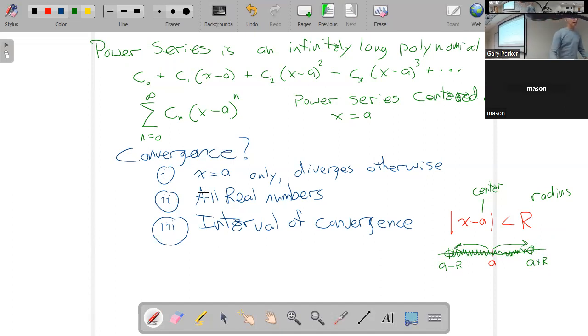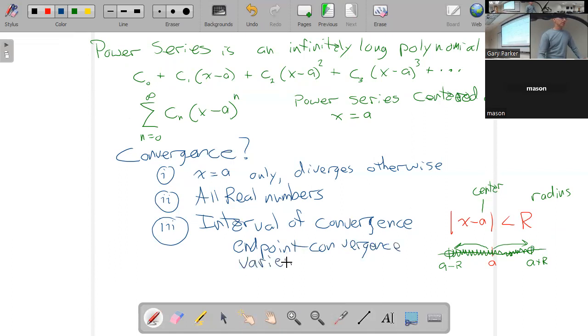We'll check that in a minute on a couple of cases. The endpoints have to be checked separately. Sometimes they diverge at the endpoint, sometimes it converges at the endpoint, sometimes it's one or the other. So we have an interval of convergence, which has a radius, and endpoint convergence varies. Check the endpoints.